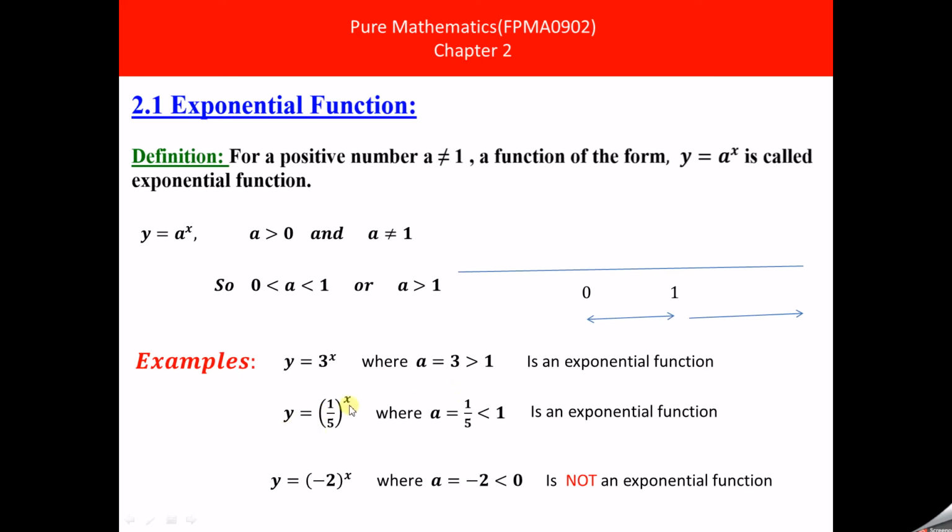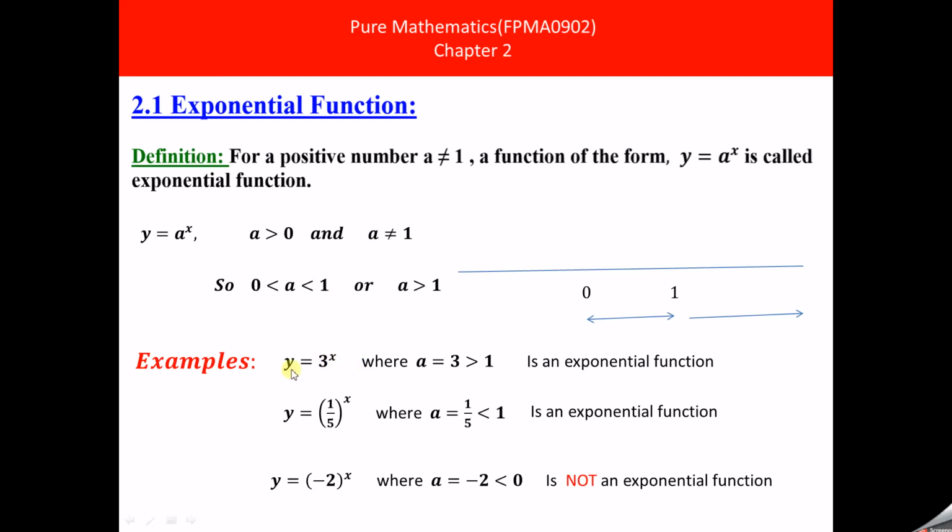Next example, y equals 1 by 5 power x. Again, if we compare with y equals a power x, a is equal to 1 by 5. So 1 by 5 is greater than 0, positive, and 1 by 5 is less than 1. Therefore, it is an exponential function. So this base can be any positive number, and it can be either less than 1 or greater than 1, but it should not be 1.